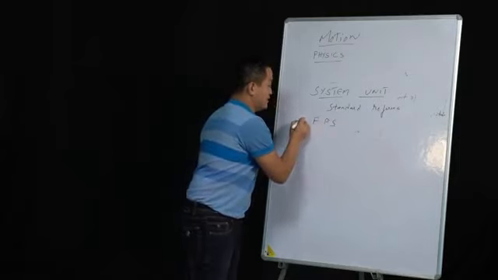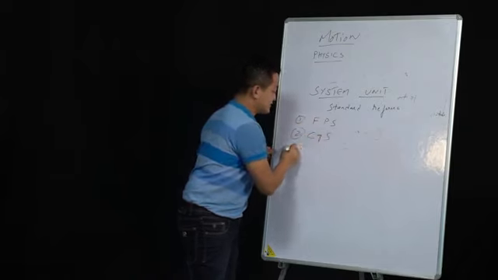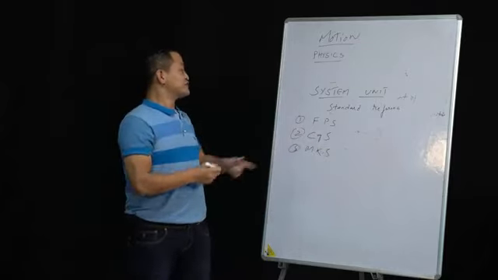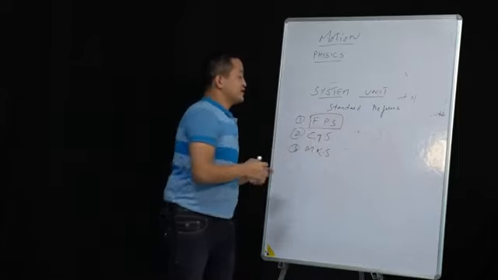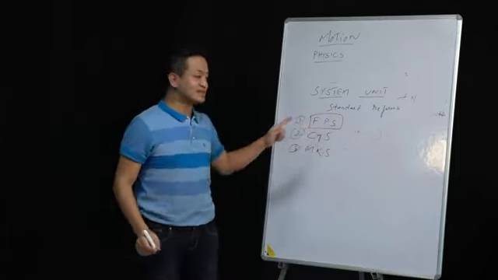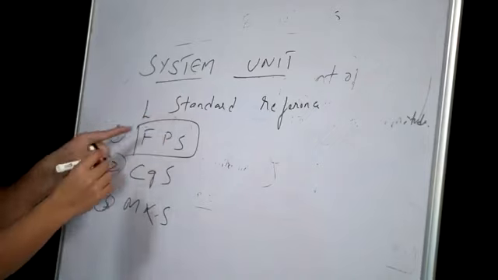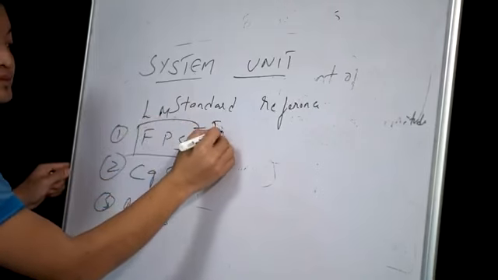And before, there were various systems of unit, like FPS, the second is CGS, the third is MKS. So the first one, FPS. FPS is foot, pound, seconds. So this is for the length, this is for the mass, and this is for the time.